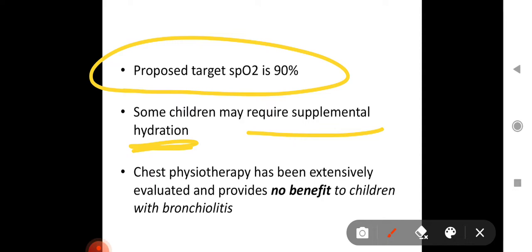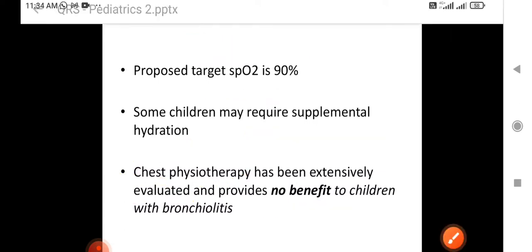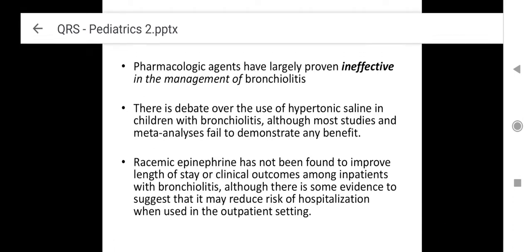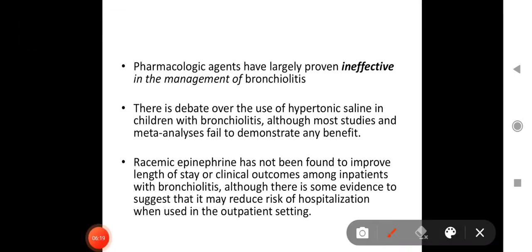Chest physiotherapy. Now these are important points taken directly from a standard textbook, because sometimes questions are asked like what are the recent advances in management of bronchiolitis, or debates on recent advances of bronchiolitis is common. So these points are good. Chest physiotherapy has been extensively evaluated, but there has been no proven benefit for chest physiotherapy in children with bronchiolitis. So physiotherapy is not showing any improvement.